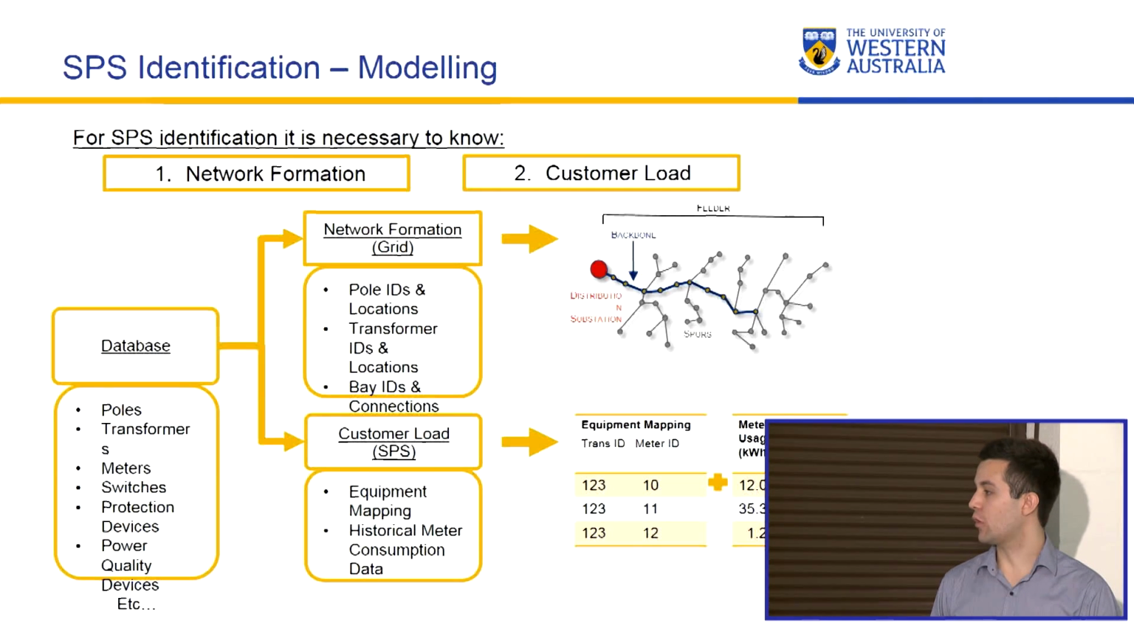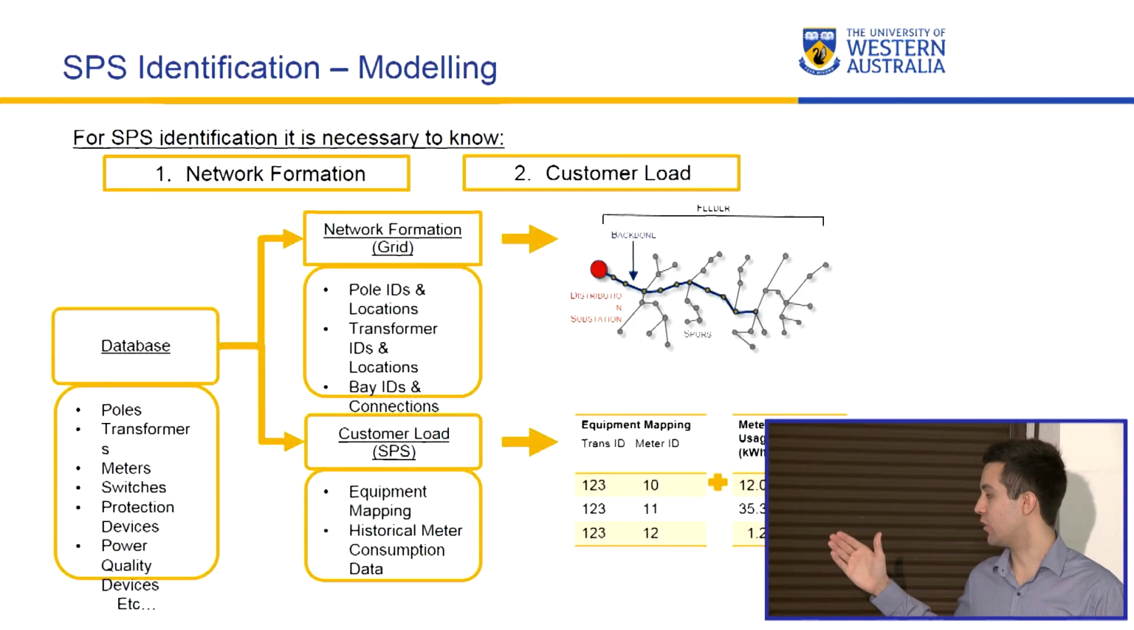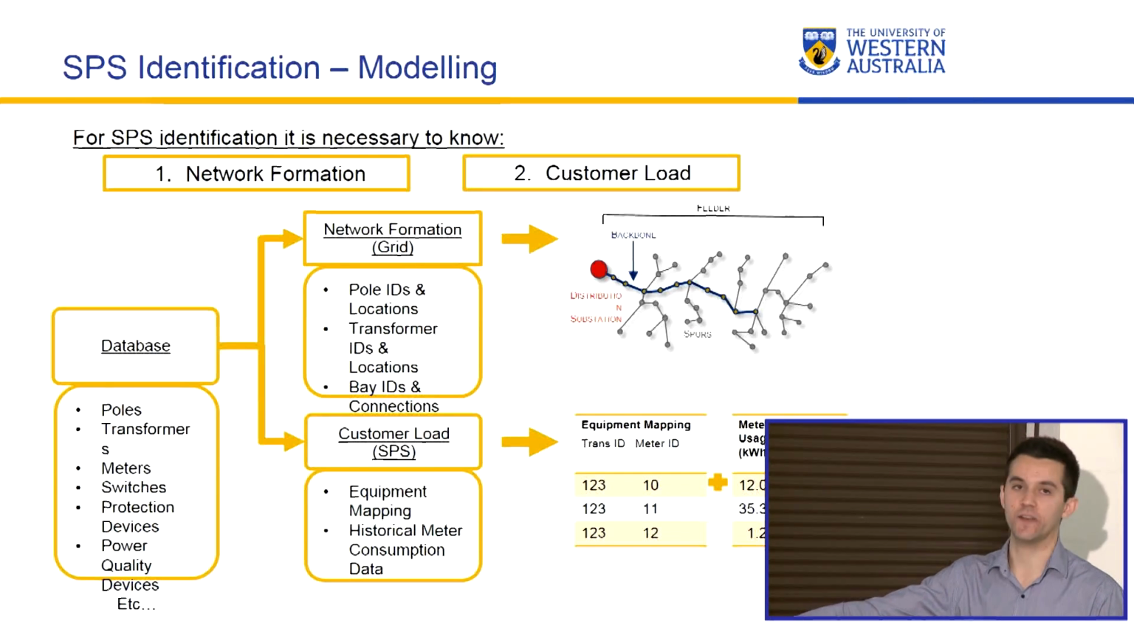Now, we can also establish what the sizes of the standalone power systems would be based on the equipment mapping, so mapping between a meter itself and a transformer, and based on consumption data. So as an example, if the transformer was 123 and it had 3 meters attached to this transformer, each meter would have a usage, in this case 12, 35.3, and 1.2. And we can size our standalone power systems based on those meter usages. And these SPS sizes will all be referred to the transformer ID.